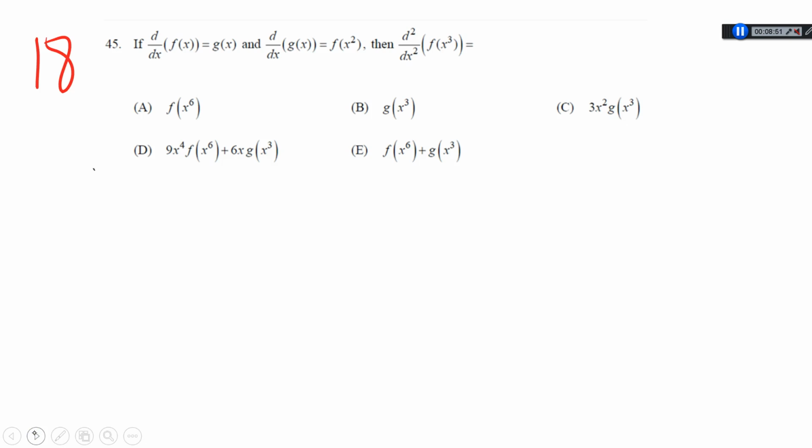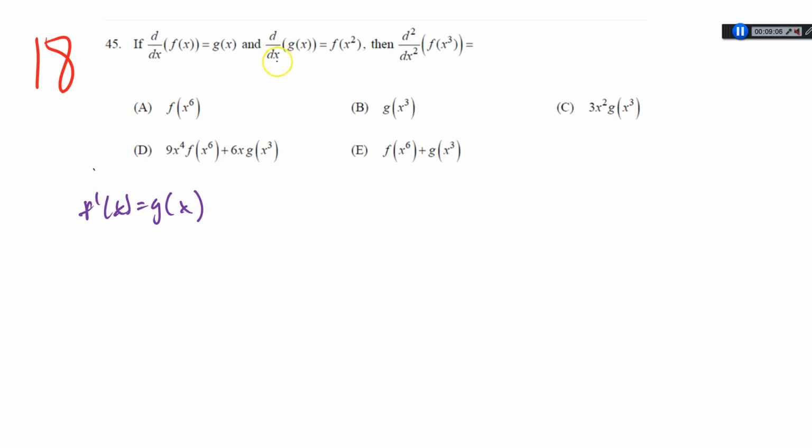Derivative of f of x is g of x. Okay, so f prime of x is g of x. Interesting. So that would be like if f of x was x squared, then g of x would be 2x. So they're just telling us that g of x is the function that's the derivative of f.